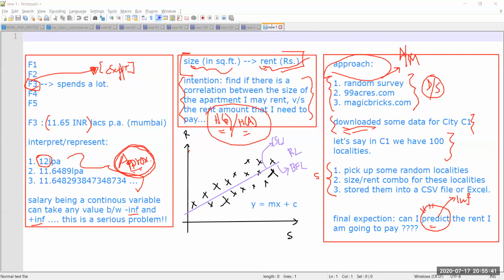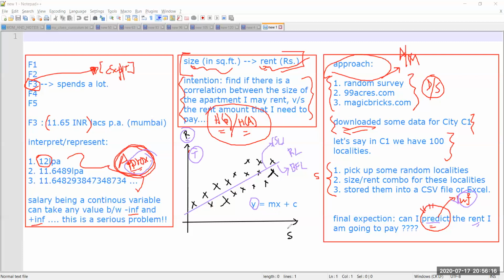So what is happening here is that this y is actually whatever you see on the y-axis, obviously. What do you see on the y-axis? Something that you are trying to predict, infer, or approximate. In this case, what are you trying to approximate? The rent that I'm going to pay. So rent comes on the y-axis, so y becomes my target variable. Whatever I'm trying to predict or approximate becomes my target variable.